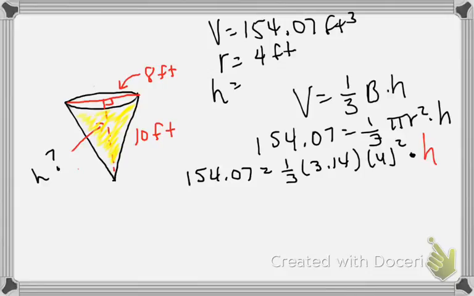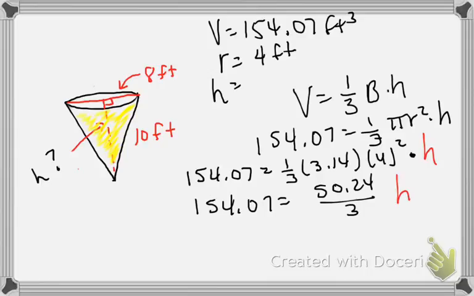All right, so first thing I need to do is I could combine all this together. So we could say 3.14 times 4 times 4, and we get this. I'm just trying to give you every little step so you can see what I'm talking about. 154.07 equals, and we multiplied 3.14 times 16, and we got 50.24, and then we're going to take 1/3 of that. And remember, we're going to multiply all that by the height.